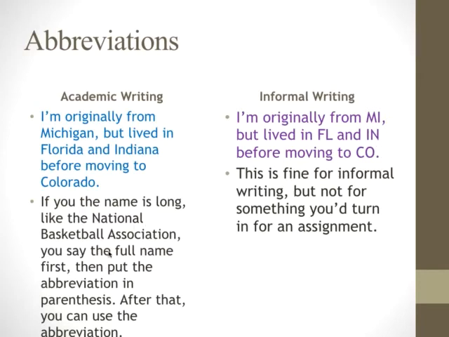The exception would be if you were doing a research project, for example, on the National Basketball Association. You can say it once in the beginning, like the National Basketball Association, blah, blah, blah. After you've named it fully, you put in parentheses the abbreviation, and then after that you can use the abbreviation. But for things like state names, you always want to spell those out in academic writing.